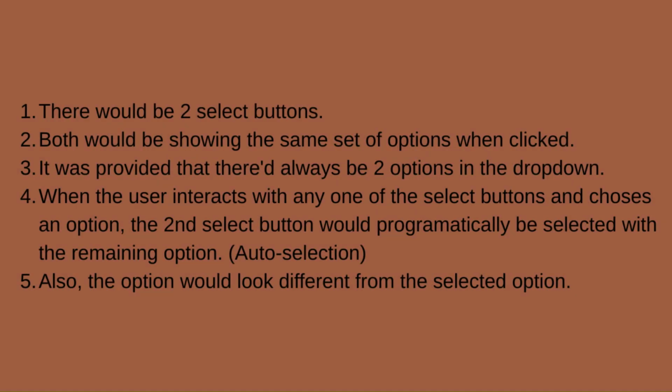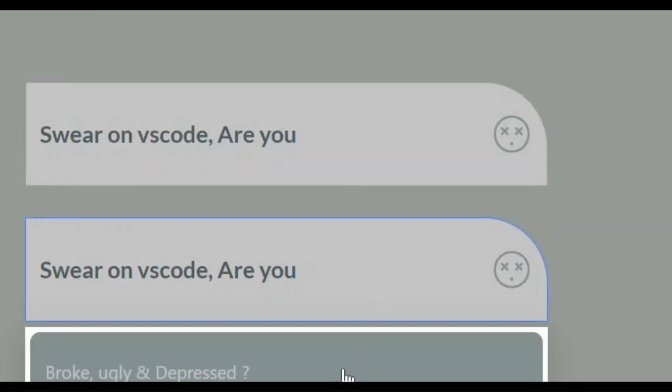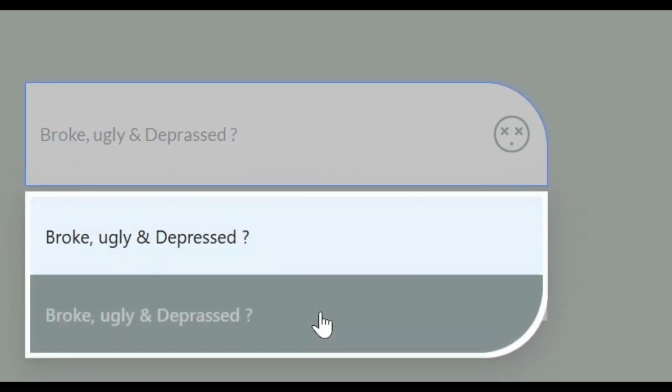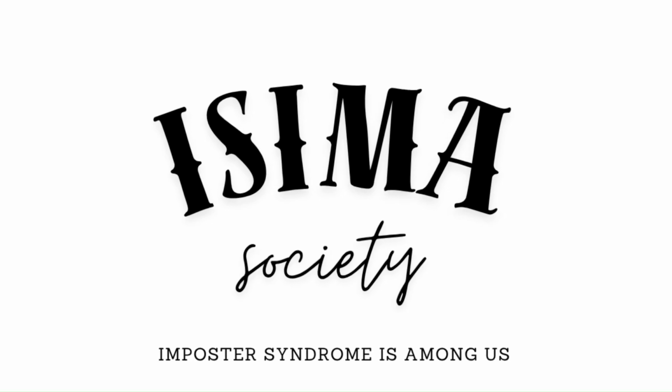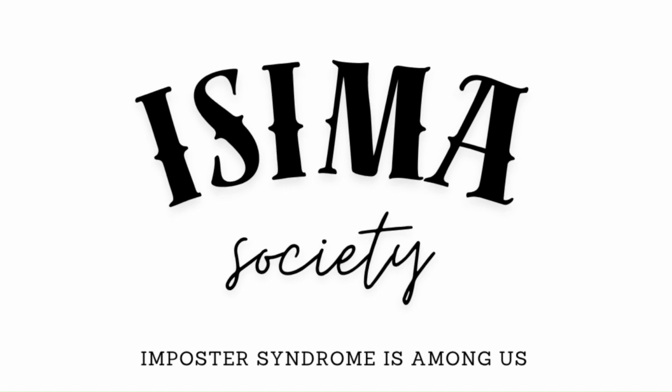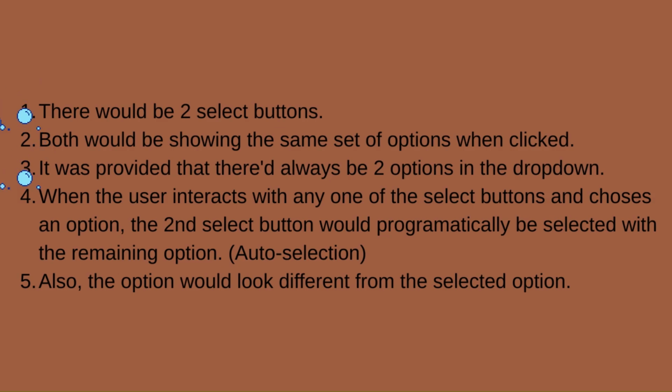Now, what are the things I thought were difficult to achieve? First of all, number 5. I thought that it only makes sense for the user to see what the user selected. If the option shows you this, then after selecting it, you should be able to see this. But the requirement said otherwise. Second, number 4. This wasn't difficult to achieve, but as a professional member of ISIMA society, I was skeptical. The remaining things like 2 select buttons, showing only 2 same options, that was easy because there's not much of an algorithm there.